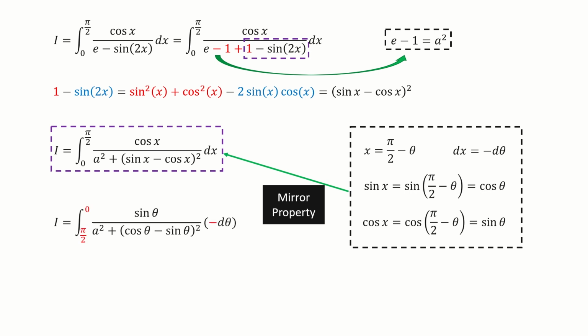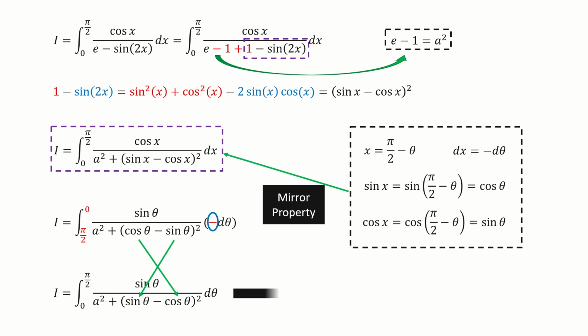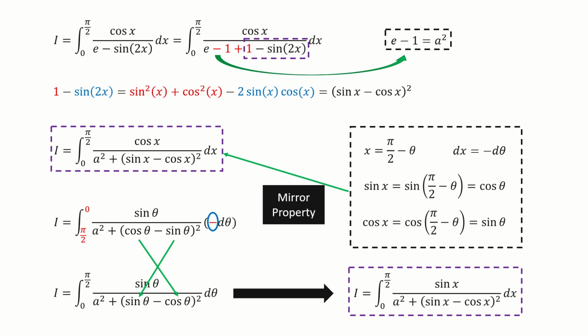After plugging in the substitution, we got here. And then we use this minus sign to flip the lower and upper limits. And we got here. And here we switch the cosine and sine terms because they are inside the complete square. Because this is a definite integral, we are free to choose the integration variable. So here we choose x as the integration variable.